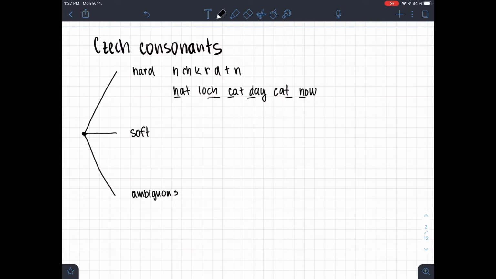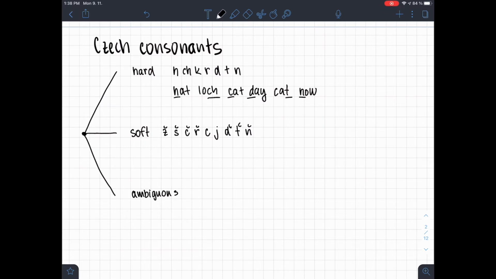Soft consonants are ž, š, č, ř, c, j, ď, ť, ň. You can see that most of them have the háček, the hook on top.